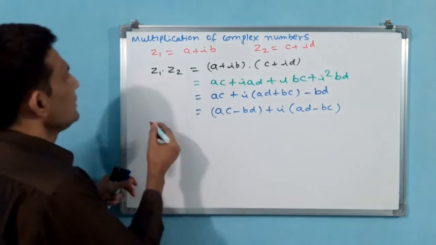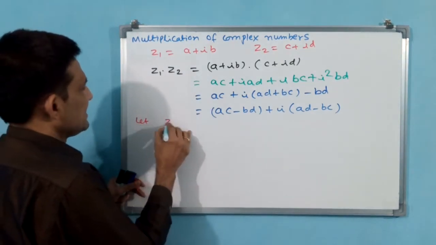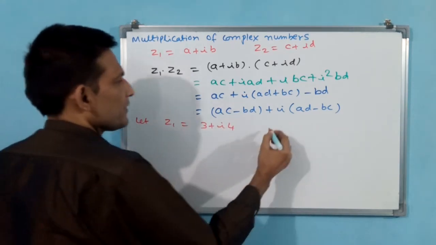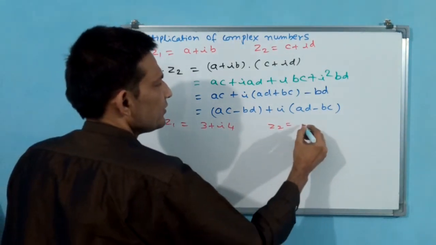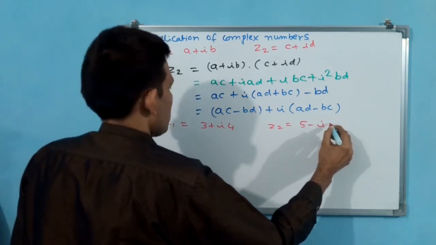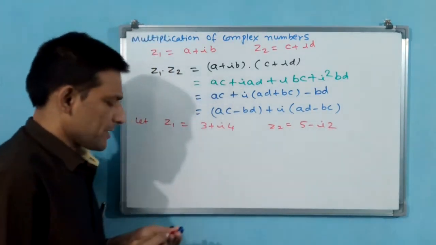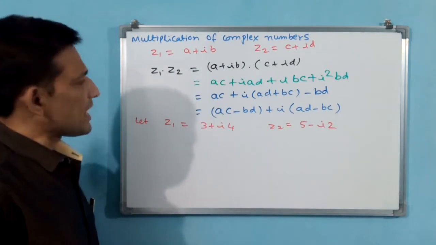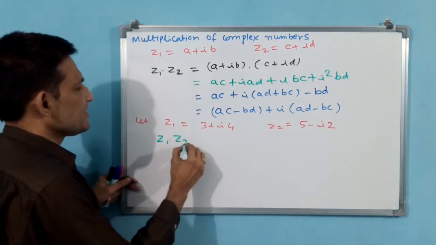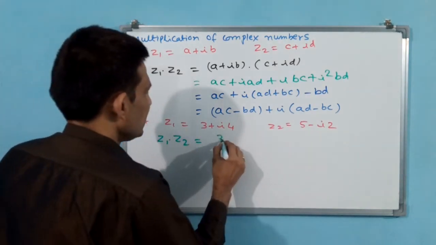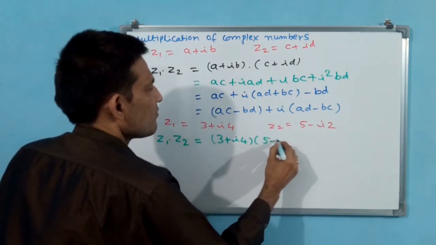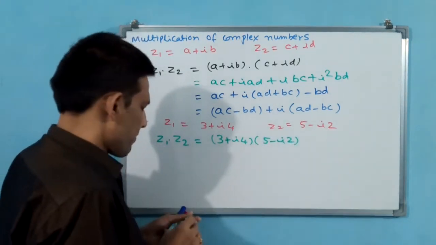Let us take one example. Let Z1 is equal to, simplest only I will take, 3 plus i4. Z2 is equal to 5 minus i2. These two numbers I am going to multiply, Z1 into Z2. Z1 into Z2 is equal to (3 plus i4) into (5 minus i2).